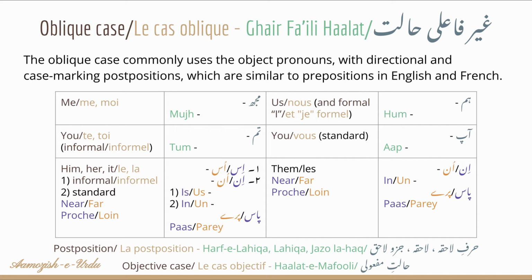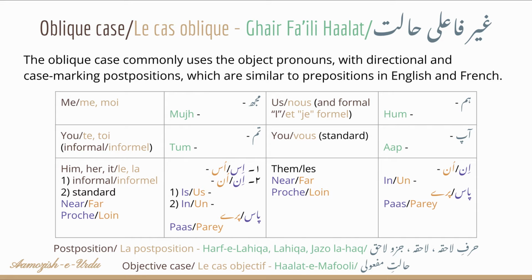There's 3 ways that you can express near and far in Urdu. They're like in sets. So pas and pare are from Sanskrit. Dur and nastik are from Farsi. And the last one is Kareeb and Ba'id. That's from Arabic.